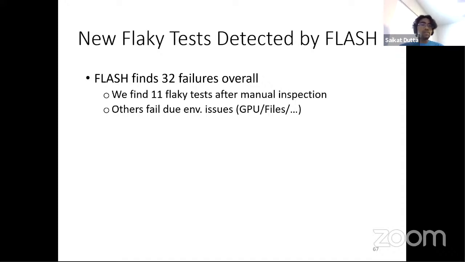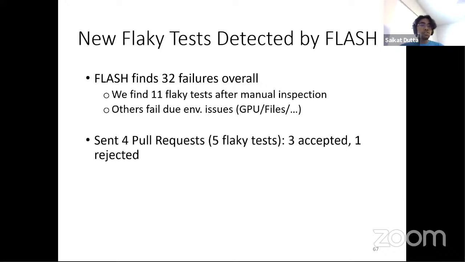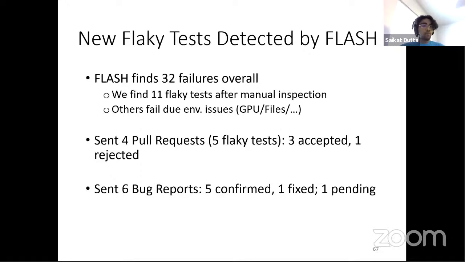The other tests typically failed due to environment issues, like the requirement of GPUs or writing to similar files and others. So to fix 5 of these flaky tests, we sent 4 pull requests, out of which 3 were accepted and 1 was rejected. In the rejected case, the developers proposed a different fix than what we sent. We also sent 6 bug reports, out of which 5 have been confirmed as an actual flaky test and are pending fixes. And 1 of them has been fixed so far, and 1 is pending developer review.